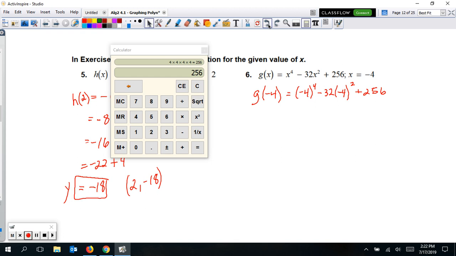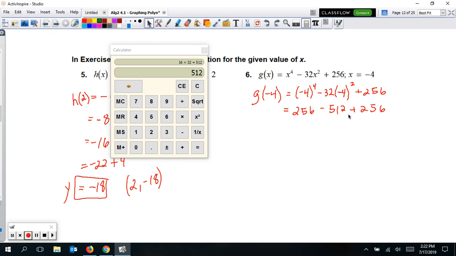So our first number there is 256, and then we're going to see negative 4 squared is 16, and 16 times 32 on this one is 512, but this is going to be a positive 16 times a negative 32, so that's a negative number there, so negative 512, and then the plus 256 in the back.